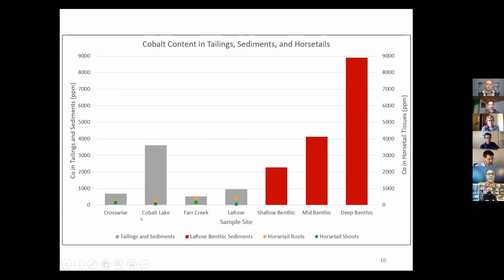But here we see that the horsetail tissue has less cobalt content than the tailings at the site. However, once again, the Larose benthic sediments have quite high cobalt content, almost 9,000 ppm in these deep benthic sediments, which is about 10 meters deep for context.